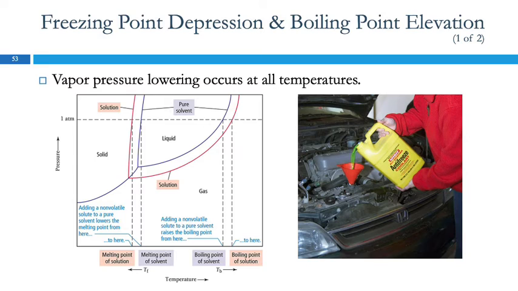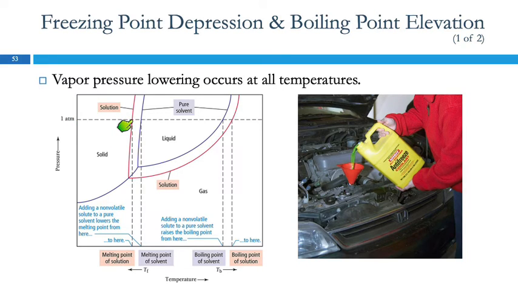So, freezing point depression. The vapor pressure affects the freezing point and the boiling point. So we find vapor pressure lowering occurs at all temperatures. And so here's our phase diagram. And we see that adding a solute, making the solution, will decrease the pressure. And it will decrease the pressure here as well. So it moves this line over.